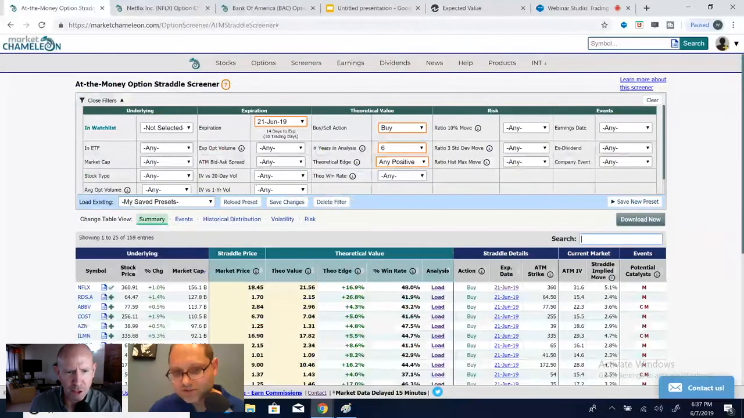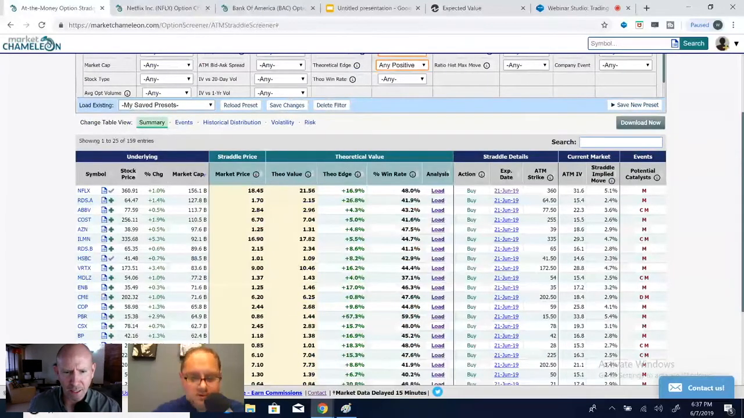Thank you. Since straddles, calendars, and diagonals are all long volatility, when do you prefer one over the other? I really look at the theos and what my opinion is, like how much do I think it's going to really move, and I'll start looking at the catalyst.